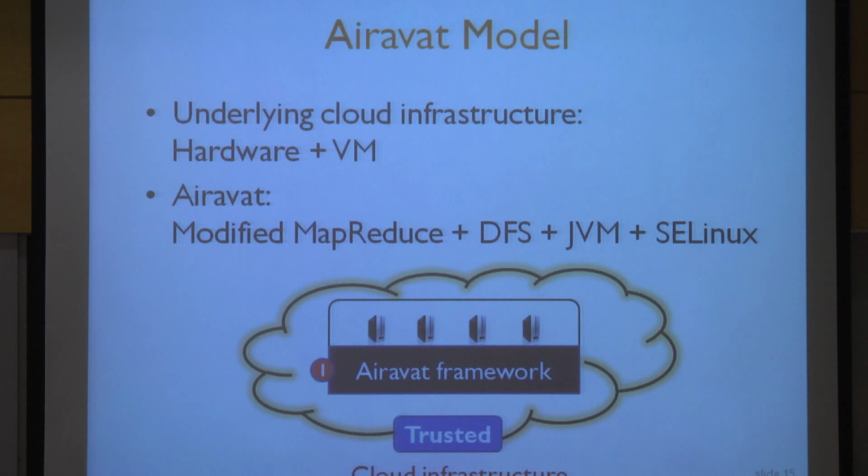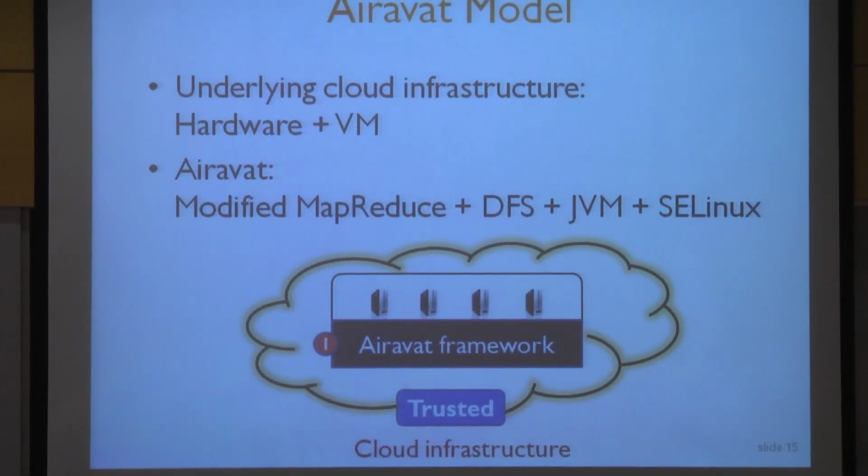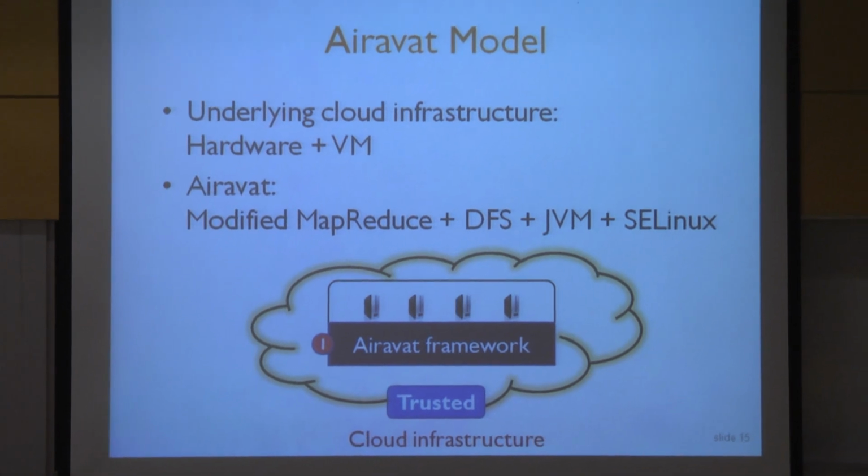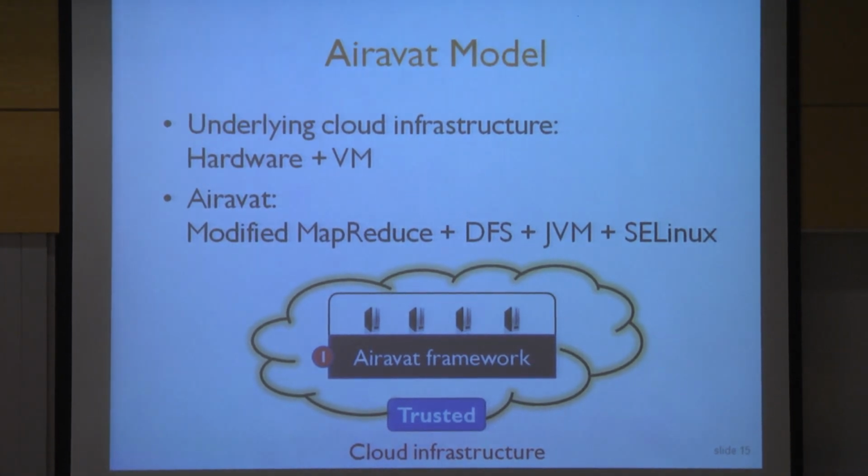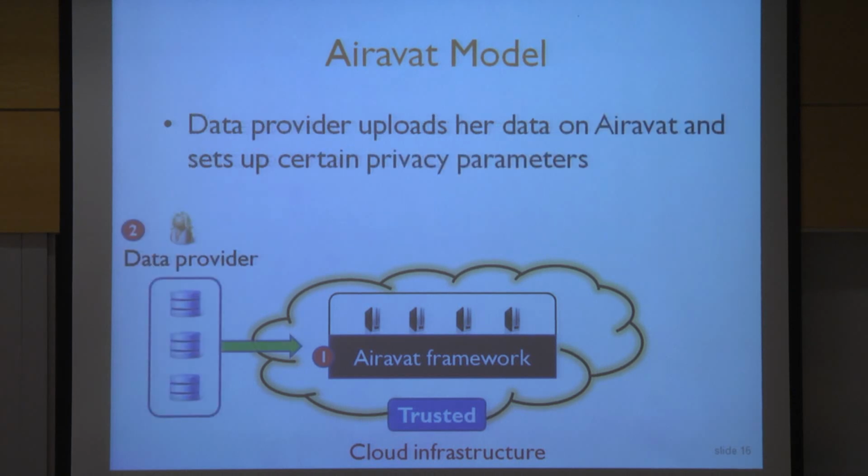All right. So in our model, we will assume that the underlying cloud infrastructure, hardware, virtual machines, and so on are secure. To implement this, we had to modify the MapReduce framework, and we rely on the standard Hadoop distributed file system and some modifications to the Java virtual machine and some access control for SELinux. So these are a bunch of systems aspects, which are not very interesting by themselves, but it turns out that if you're trying to build a system that actually runs and does something, you spend much more time doing this than thinking about conceptual issues. Anyway, so we had to do this.